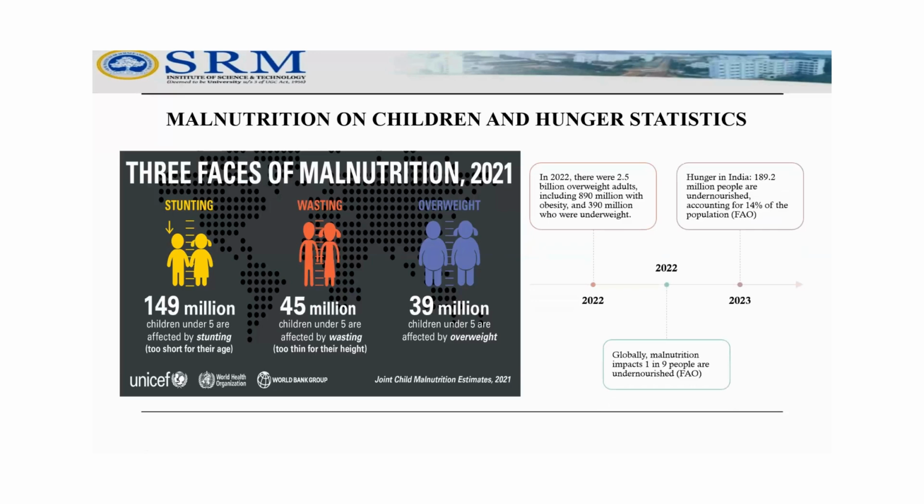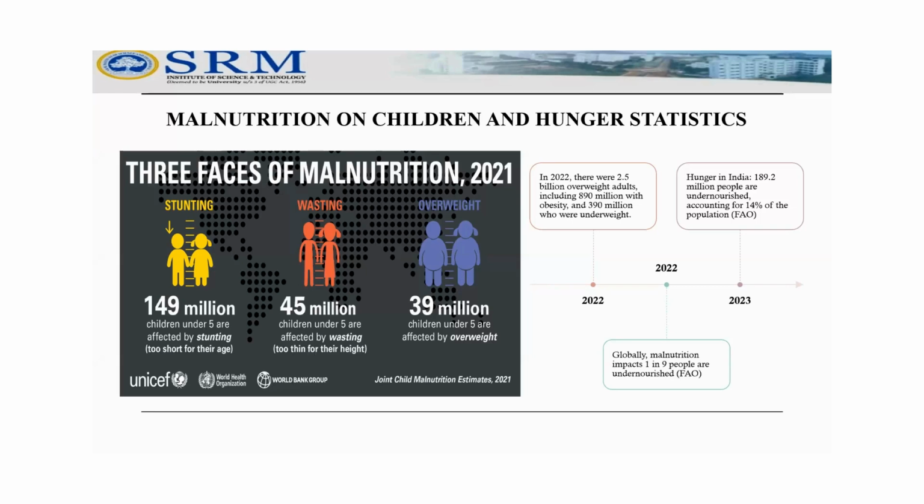Then what are the statistics? In 2022, there were 2.5 billion overweight adults, including 890 million with obesity, and 390 million who are underweight. That was the 2022 statistics. Globally, malnutrition impacts 1 in 9 people, as per FAO, Food and Agriculture Organization statistics.